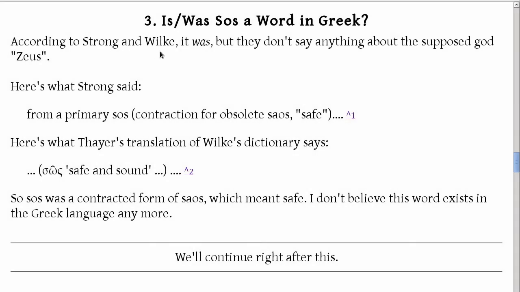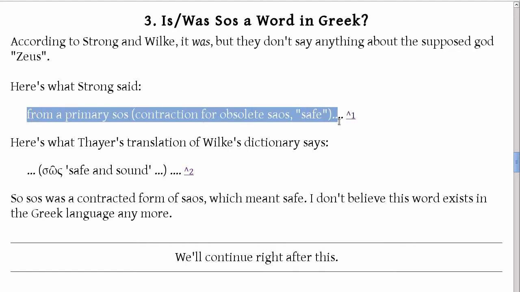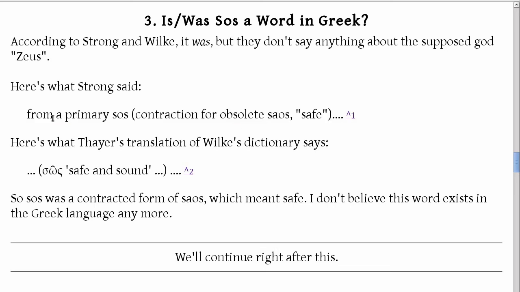Is sos a word in Greek? According to Strong and Thayer, it was, but they don't say anything about the supposed god, Zeus. Here's what Strong said. From a primary, sos, contraction for obsolete saos, safe. Here's what Thayer's translation of Wilke's dictionary says. Sos, safe and sound. Now, this is Strong. The definition comes from his definition of sozo, which you can look up in Strong's Greek dictionary if you'd like to. In that definition of the word sozo, he mentions that it comes from a primary word sos. That primary word sos is a contraction of saos, and saos means safe.